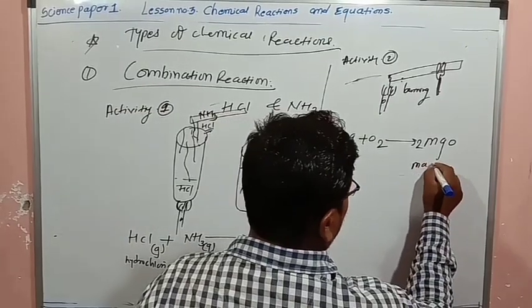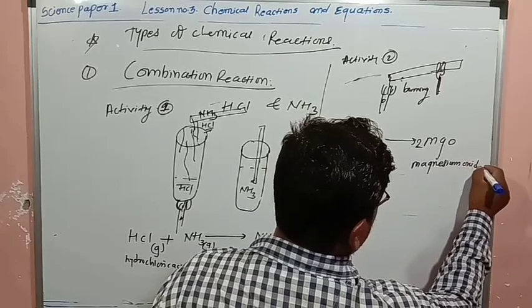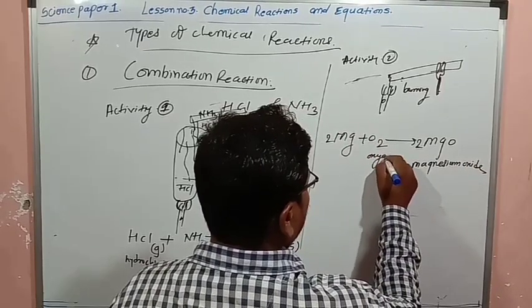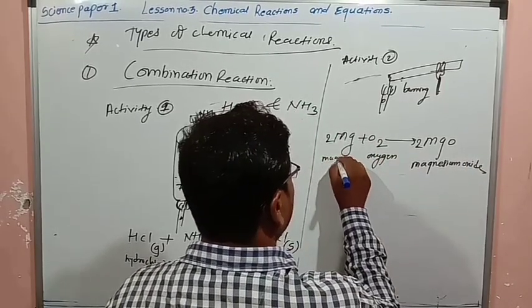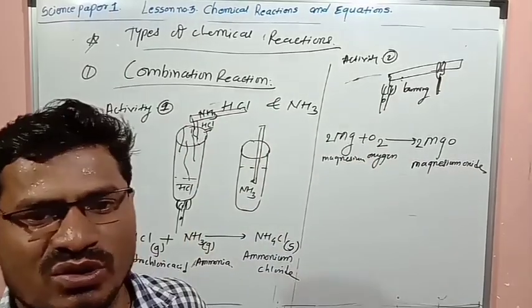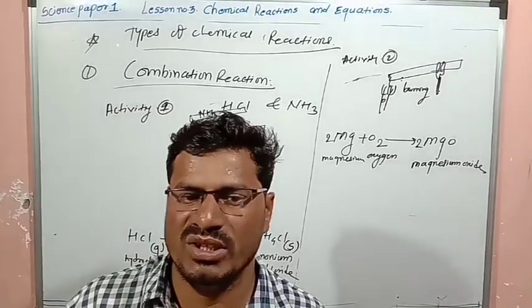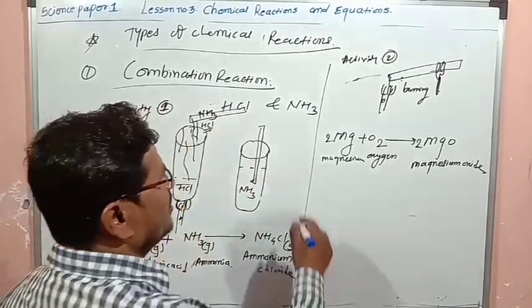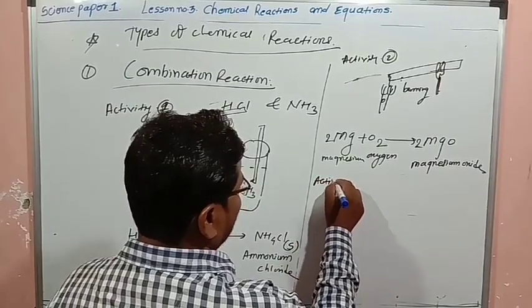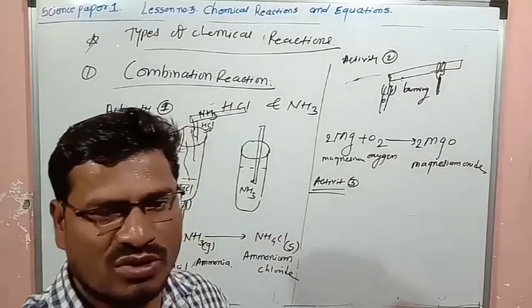This one is magnesium oxide, this one is oxygen, and this one is magnesium metal. So in this, burning, that is combustion, takes place. Now the third activity, activity number 3. What do you have to do?